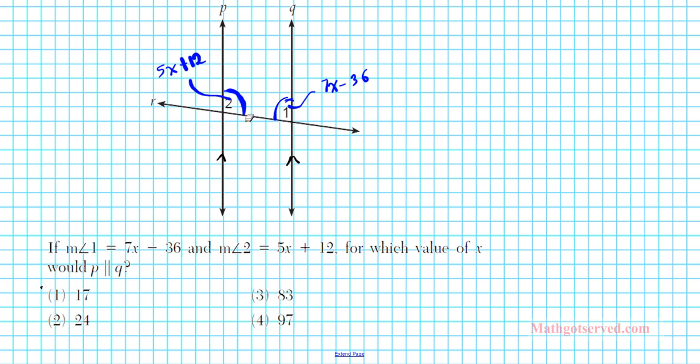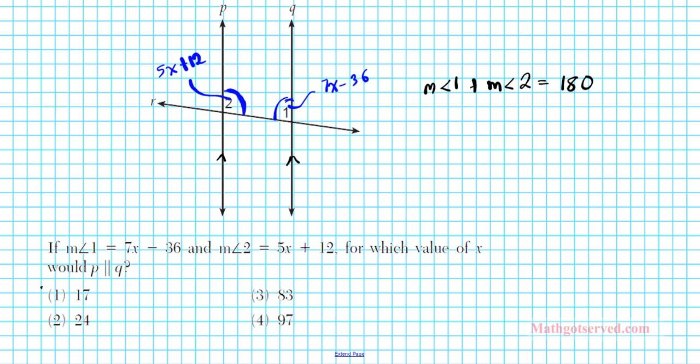What does that mean? It means that they add up to 180 degrees. So the measure of angle 1 plus the measure of angle 2 is equal to what? They're supplementary, they add up to 180. If you think about it, this angle right here is corresponding with this angle, and then this angle and this angle form a linear pair, which is 180 degrees. So that's how we know that these two add up to 180.